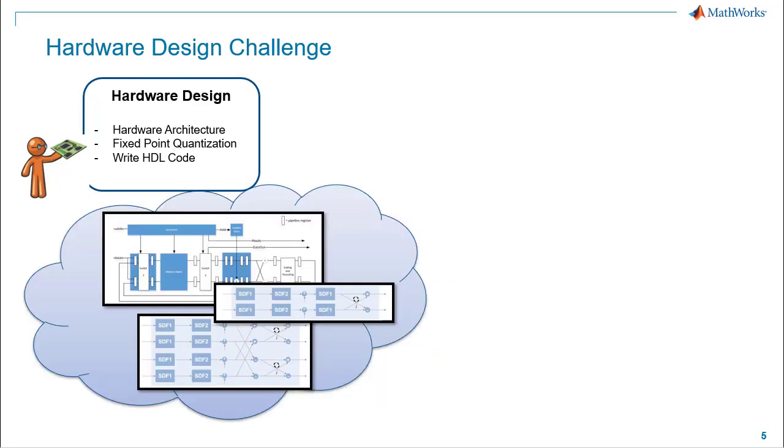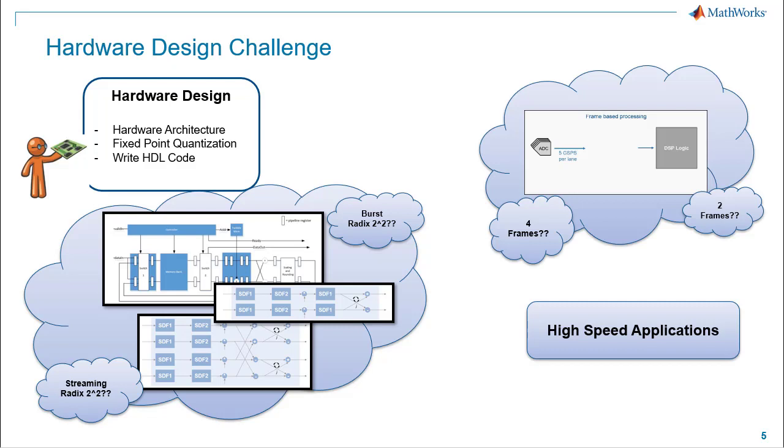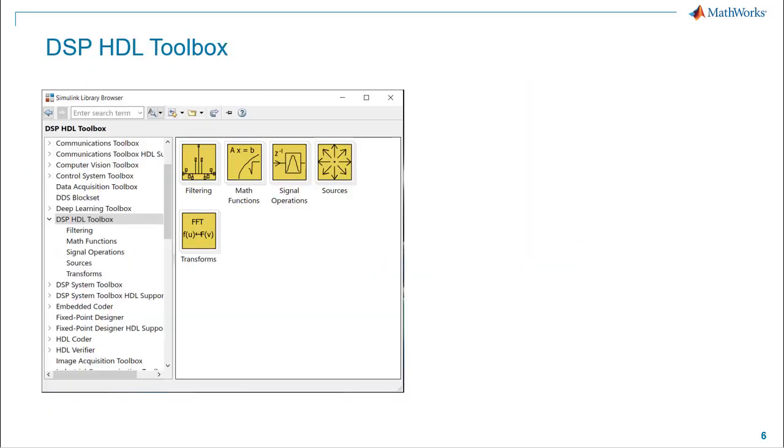Design decisions are made upfront regarding the implementation architecture, and in case of high-speed applications, the streaming data will need to be processed in frames. Designing hardware implementations for DSP algorithms can be challenging, and this leads to engineers having limited design exploration opportunities.